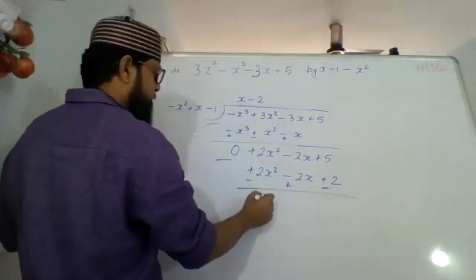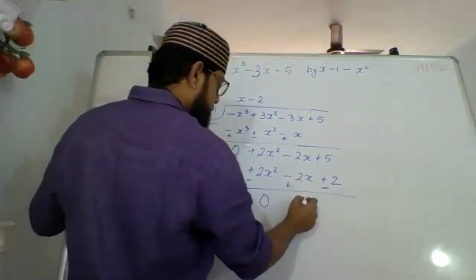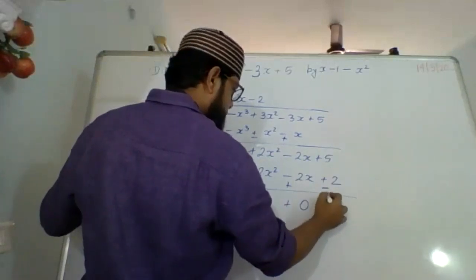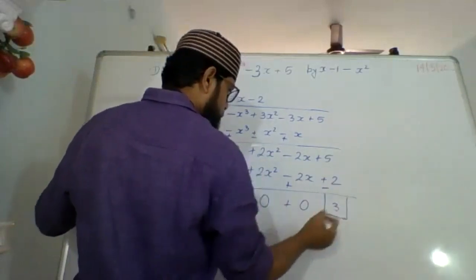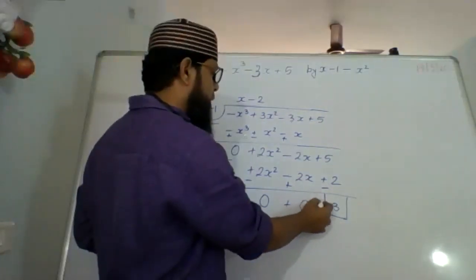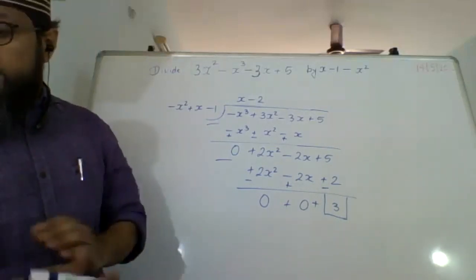Plus 2x square minus 2x square, 0. Minus 2x plus 2x, 0. Plus 5 minus 2 is 3. So I get a remainder 3. In this case, the remainder is 3.